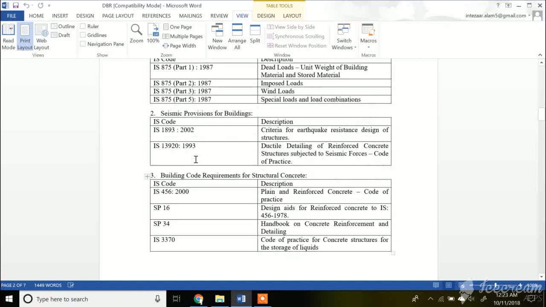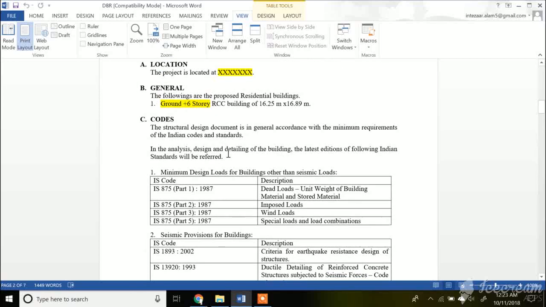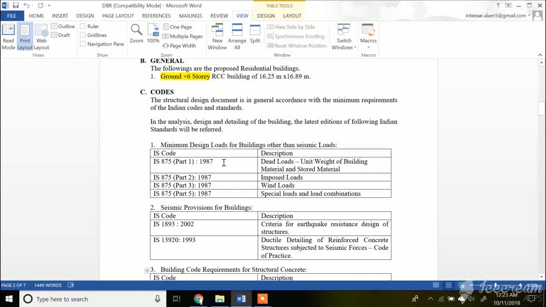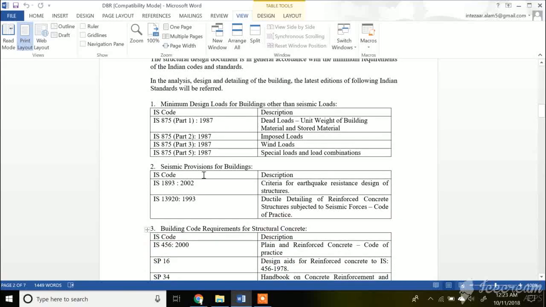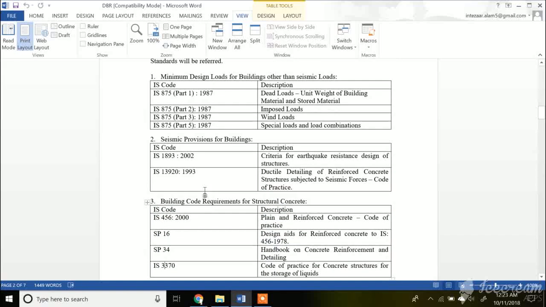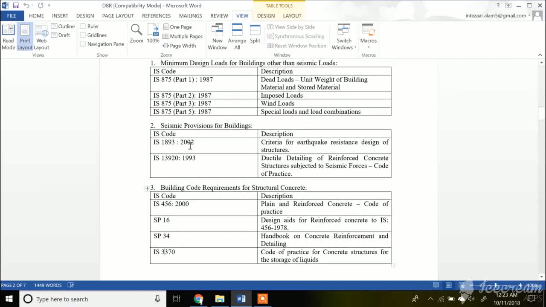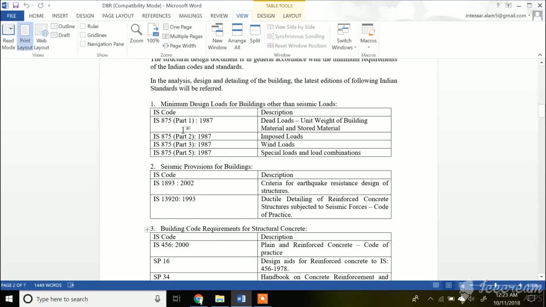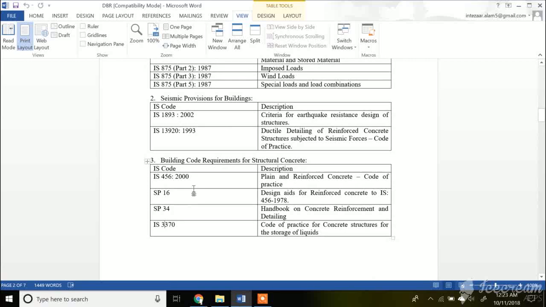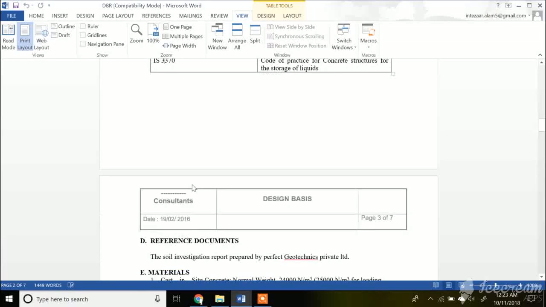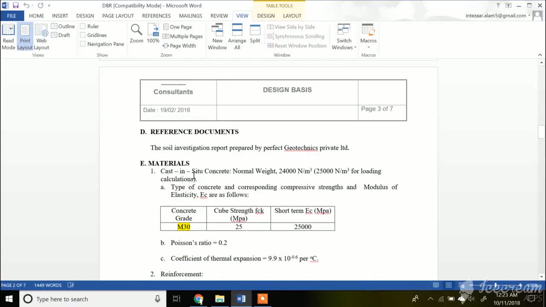We generally just need the grade of concrete and the grade of steel, so we are not putting all those codes. You can elaborate, or if you want to add, you can put the individual code of your materials, your concrete, your steel. Formwork also, you can add whichever code you are using, but these are the basics, these are the major codes: load, seismic, and your building design. So this was regarding the code.